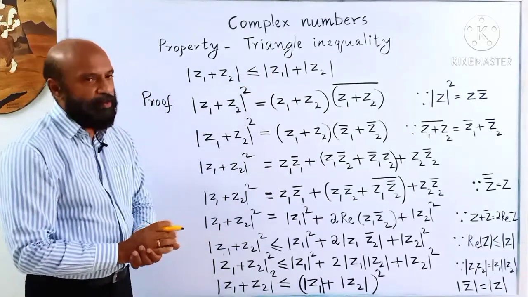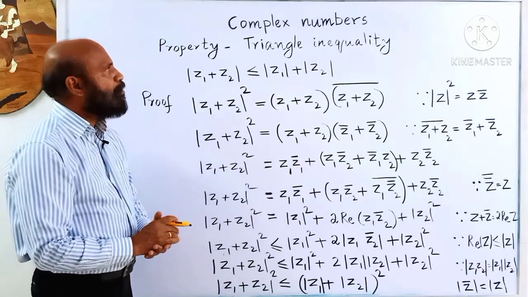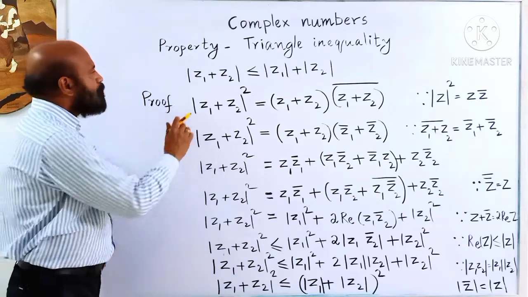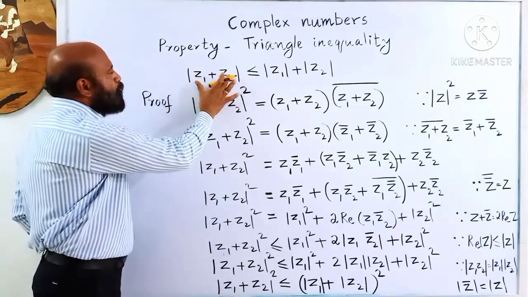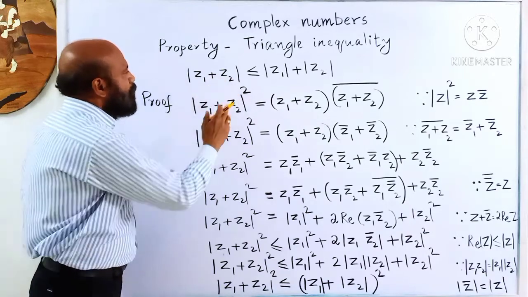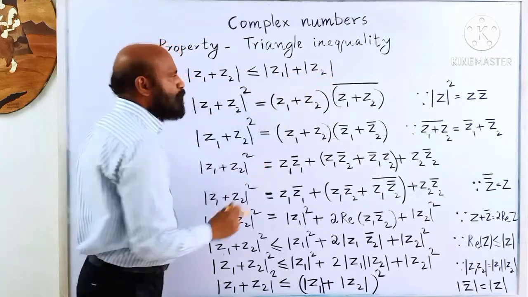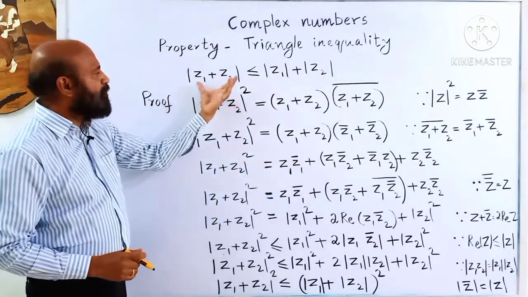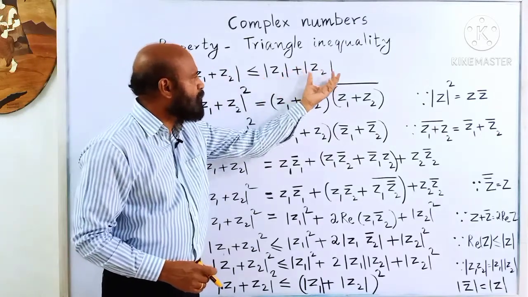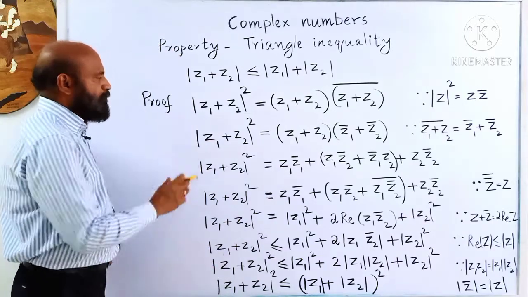Triangle inequality is a property of the modulus of complex numbers. Let us see the proof for that. Modulus of the sum of two complex numbers Z1 plus Z2 is less than or equal to modulus of Z1 plus modulus of Z2. On this side we are adding, then taking the modulus. On this side, first we are taking the modulus and then adding. So let's see the proof.